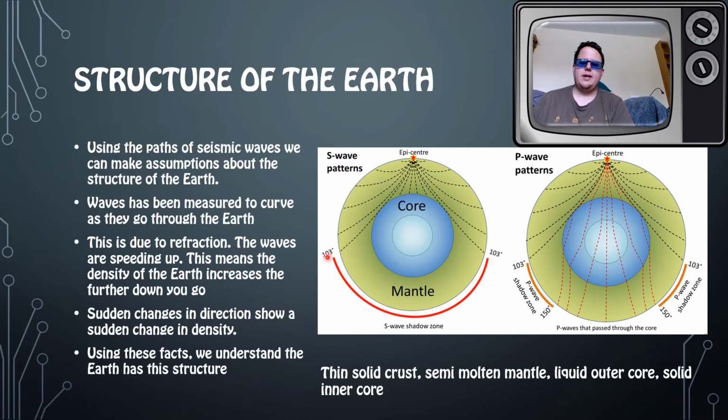Now our S waves, we have a big region all the way around here that our S waves can't reach. That's because S waves can't go through the liquid outer core. So that's something to remember.